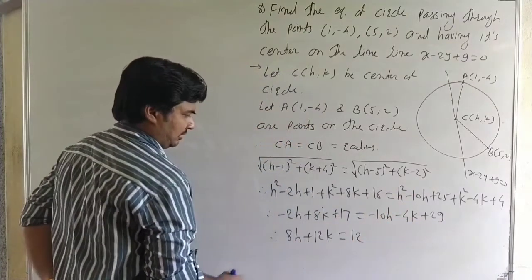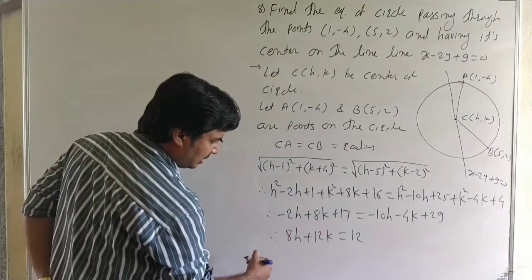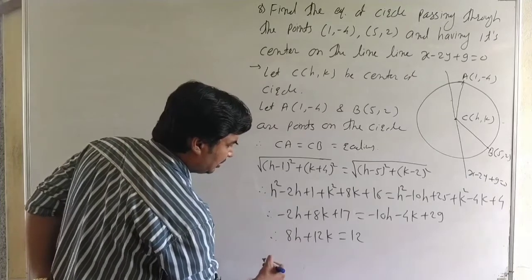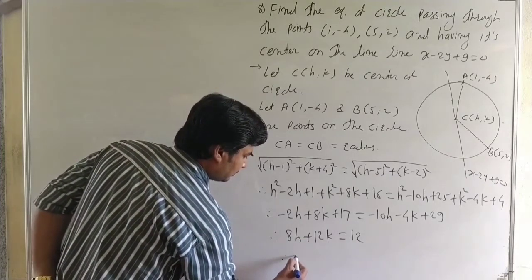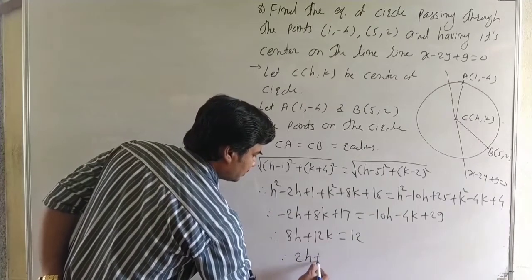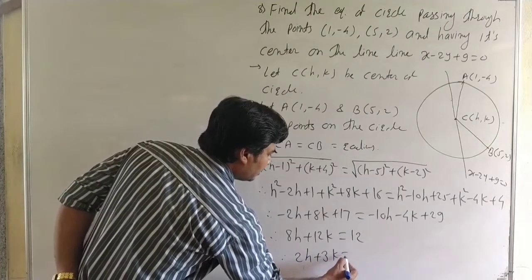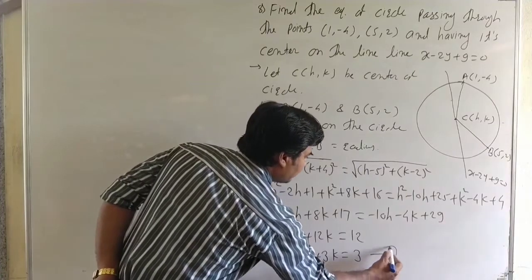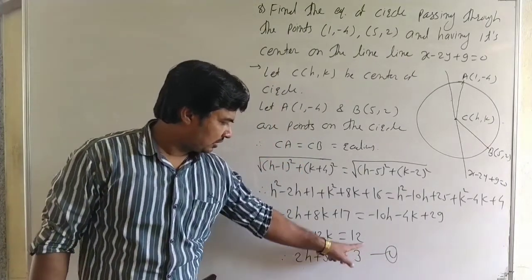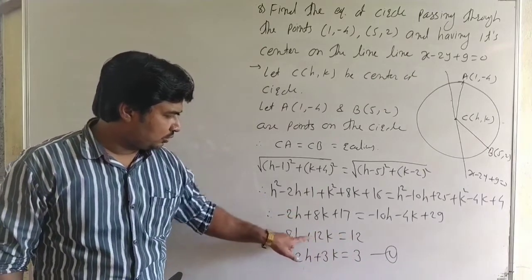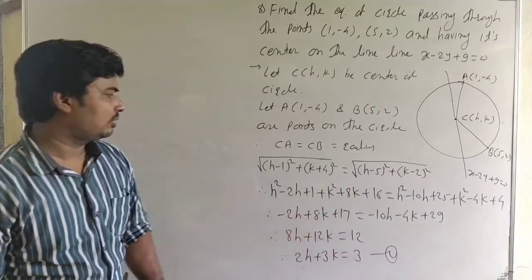29 minus 17 is 12. So in this we get common 3, so it is 4. Then 2h plus 3k is equal to 3. It is equation number 1. 2h plus 3k plus 3, so common 4, it is 2, 3 and 3. It is equation number 1.